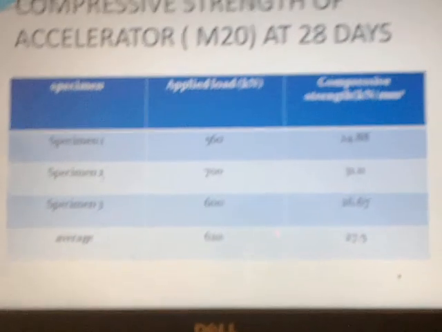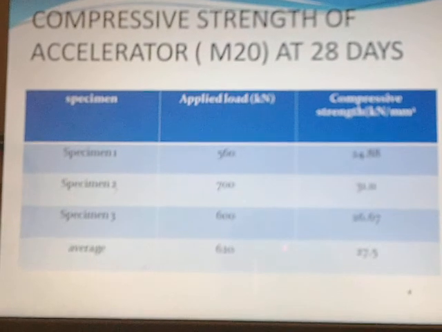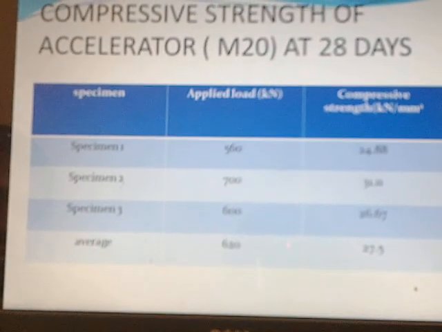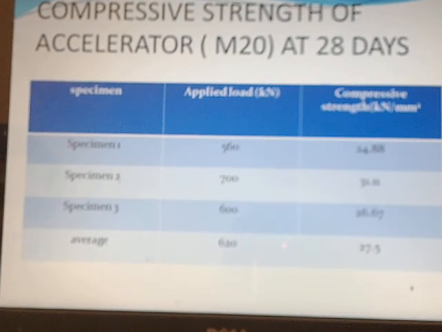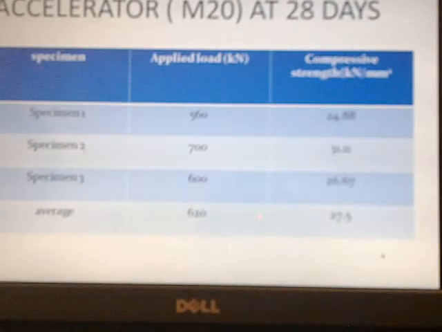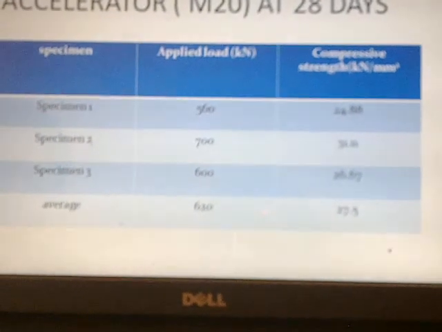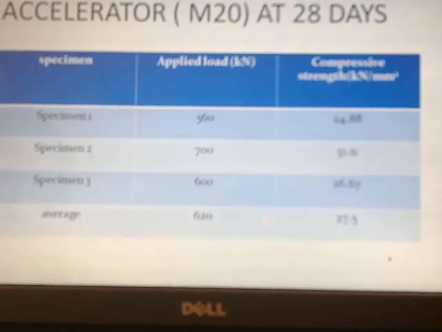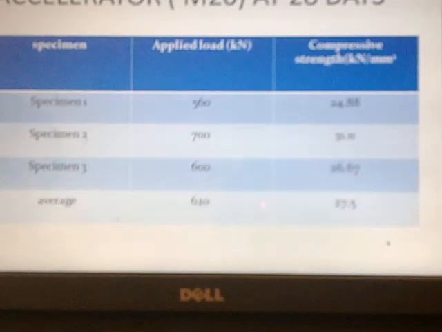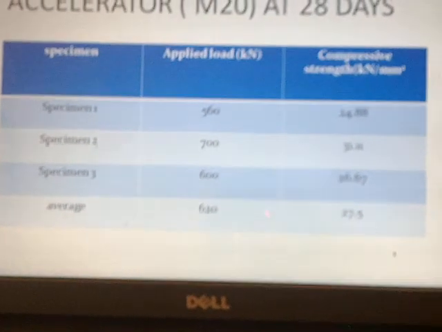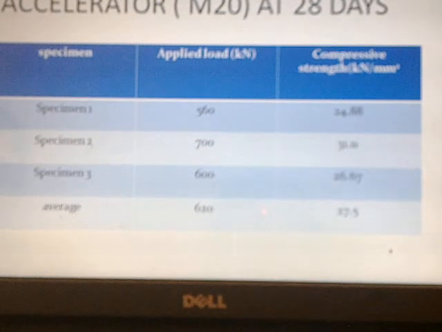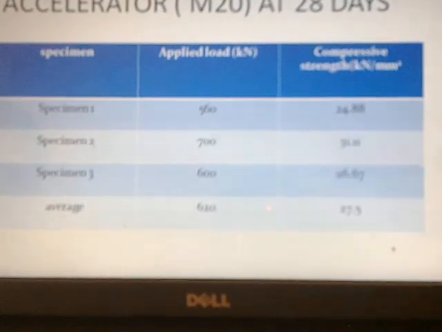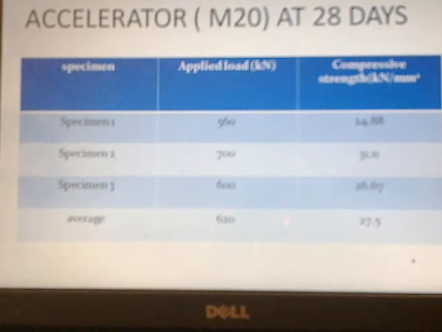Compressive strength of an accelerator at 28 days. The applied load for specimen 1 is 560, which gives the compressive strength as 24.88, and for specimen 2 the applied load is 700, which gives the compressive strength as 31.11, and for specimen 3 the applied load is 600, the compressive strength is 26.67. On the whole, the average compressive strength is 27.5.